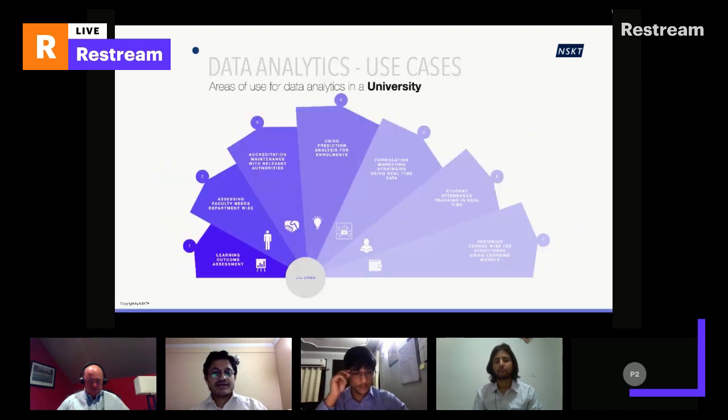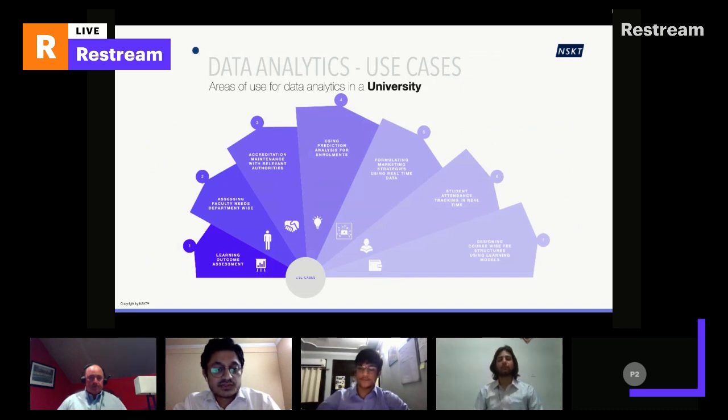So we have identified some use cases in data analytics which can really help universities in finding solutions and finding where they can plug in any of their departments, right? The first one is learning outcome assessment. It's a key use case wherein we define the IT system, and we also use data analytics to find out the outcome assessment in every subject, in every course.